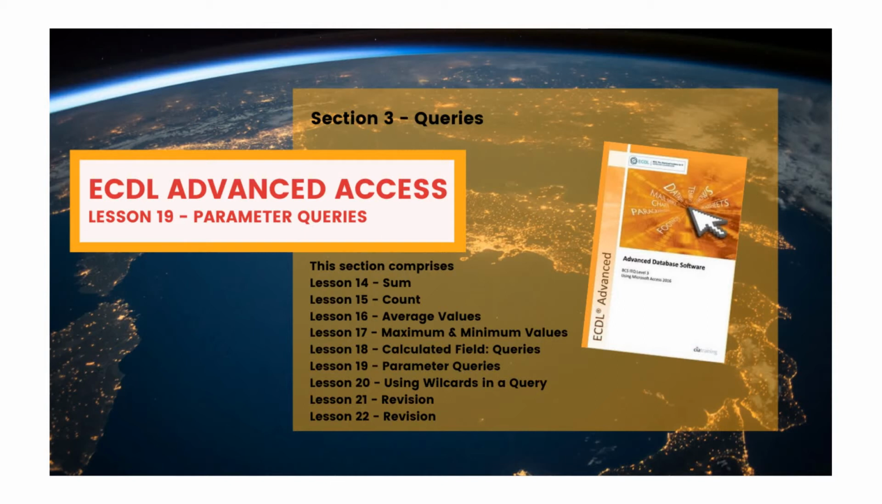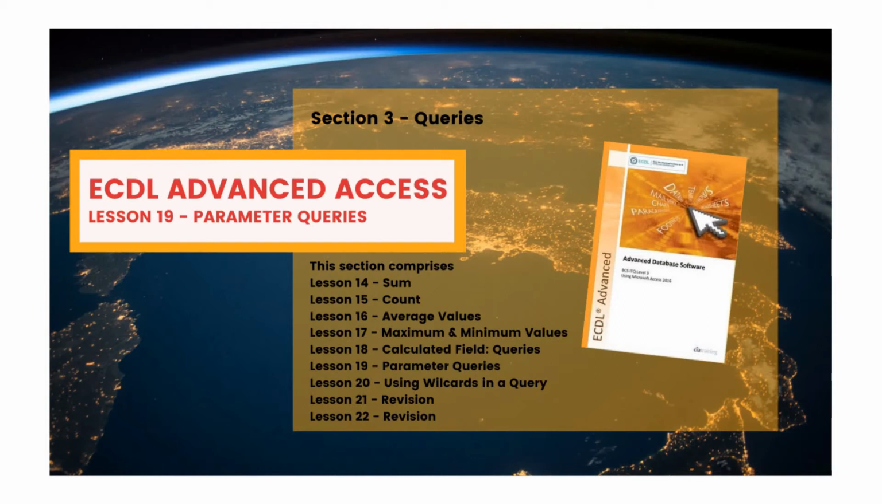A query can contain as many parameter values as required. Simply set a parameter value for each required field. Every time the query is run, a dialog box will appear for each field that contains a parameter value. The dialog boxes will appear in the order of the field names on the query grid from left to right.